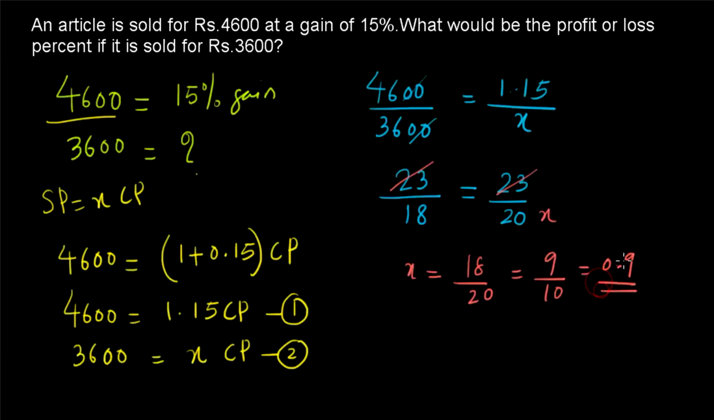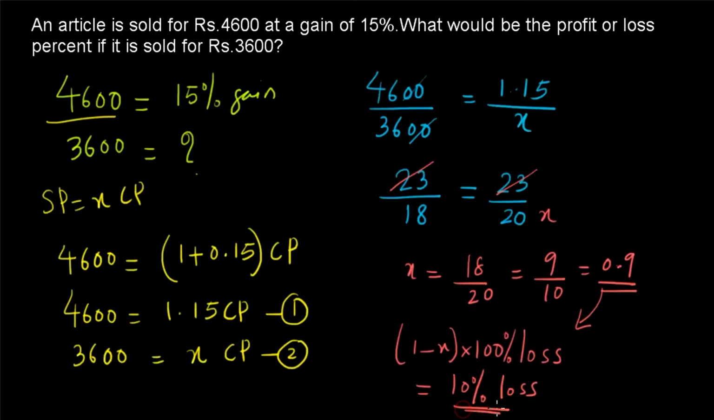When X is equal to 0.9, what is our answer? X is less than 1, so it is representing a loss. And what is our loss percentage? 1 minus X into 100. So it will be 1 minus 0.9, which is 0.1. So 0.1 into 100%. So we will be getting 10% loss. So that's our final answer.